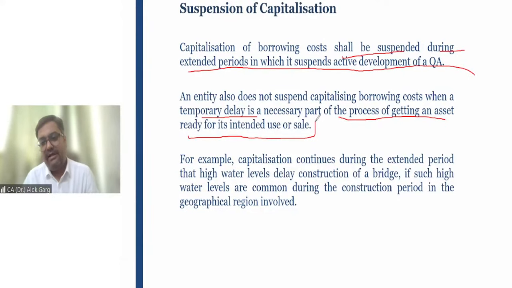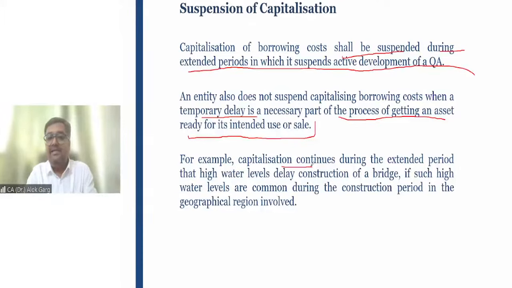You are aware that if I am constructing a bridge in Delhi, it will take 1 year. But the same bridge for the same kilometers, if I go and construct in Meghalaya, it will take 2 years. So this temporary delay is a necessary part of the process, right? If I do not stop my construction during that heavy rainfall period, probably I will incur a huge amount of losses. So friends, if the temporary delay is a necessary part of the process, the borrowing cost will not be postponed. Like in this example, during the heavy rainfall period, the borrowing cost should not be postponed, right?